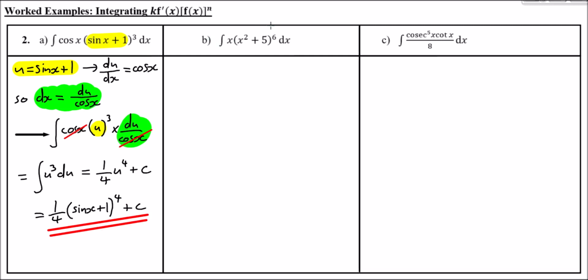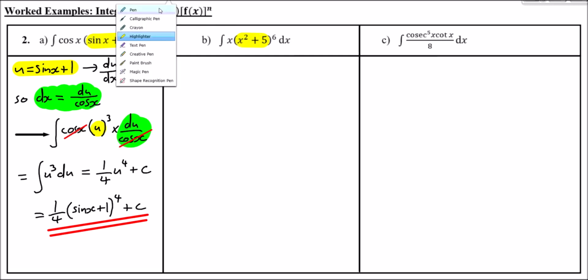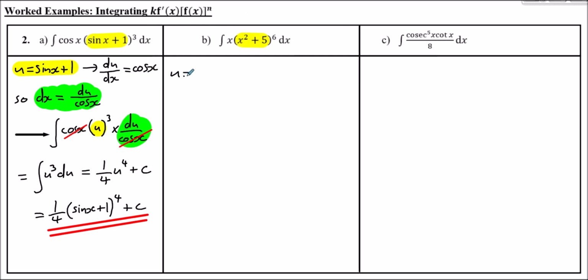Part B. Again, if we have a look at x squared plus 5, x squared plus 5 would differentiate to 2x. 2x is just double some constant multiplied by that. So again, we know now we can use this u sub technique. So set u as this inner function within the brackets, x squared plus 5. Differentiate that. du by dx will just become 2x. So therefore, dx is going to be du over 2x.